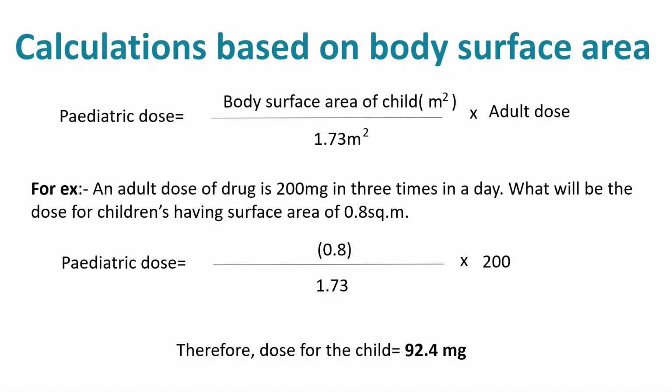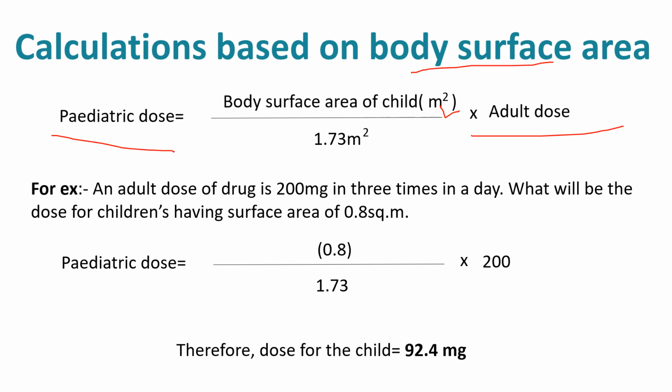Now we'll see the calculations based on body surface area. So the formula is pediatric dose is equal to body surface area of child in meter square whole divided by 1.73 meter square into adult dose. So let's understand it with the help of an example.